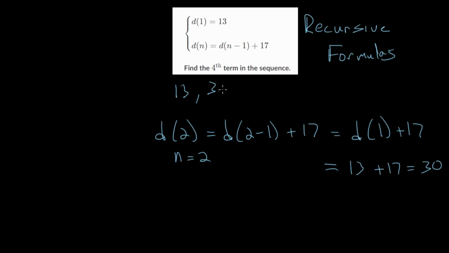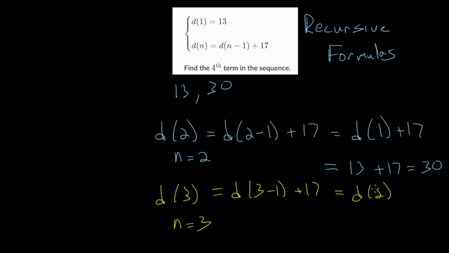And next, we can figure out D of 3. So again, for this one, we're looking for the third term, or when n is equal to 3 in our formula. So we plug in 3 there. So we have D of 3 minus 1 plus 17 to find that next term in our sequence. And 3 minus 1 is 2. So this simplifies to D of 2, which, again, is just the second term in our sequence, plus 17. And we know the second term was 30. We found that in the previous formula. So we have 30 plus 17, which is 47. So 47, that's our third term in the sequence.